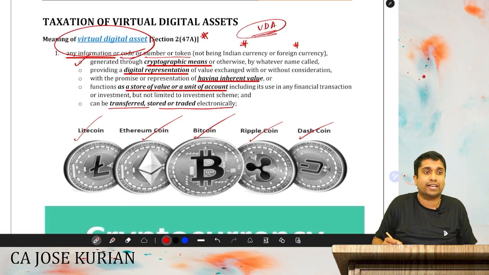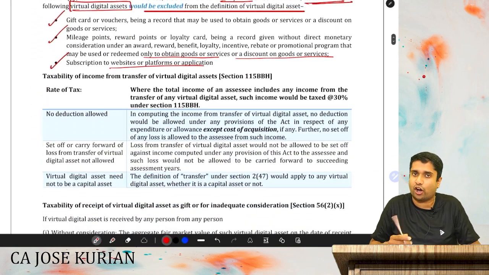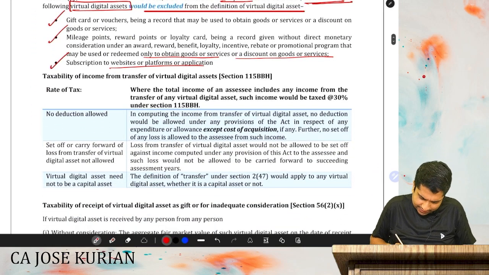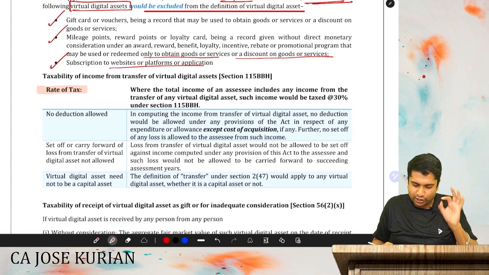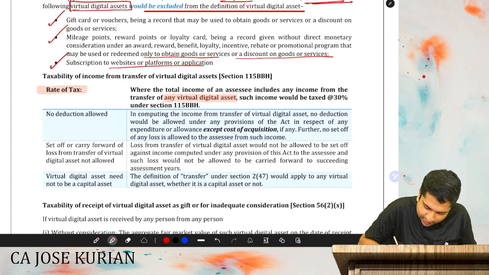Now we understood what exactly is VDA. Now the question is, what exactly is the taxation of this VDA? So friends, please listen. They say rate of tax, where total income of an assessee includes any income from transfer of a virtual digital asset.